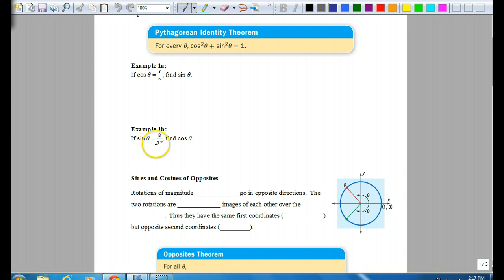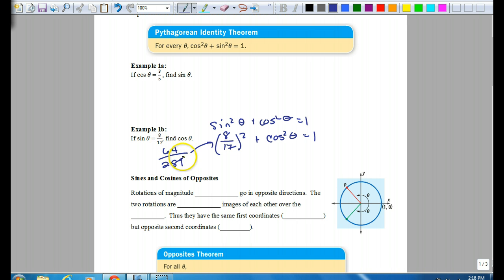All right, so for 1b, you should have started off with sine squared theta plus cosine squared theta equals 1. So we already know what sine squared theta is. It's 8/17. So you should have that right here, squared, plus cosine squared theta equals 1. Okay, so what is 8 squared? Okay, 64. And what's 17 squared?